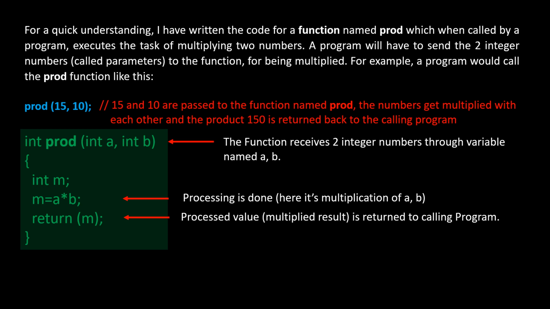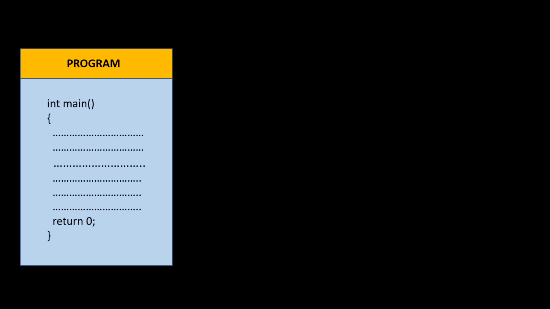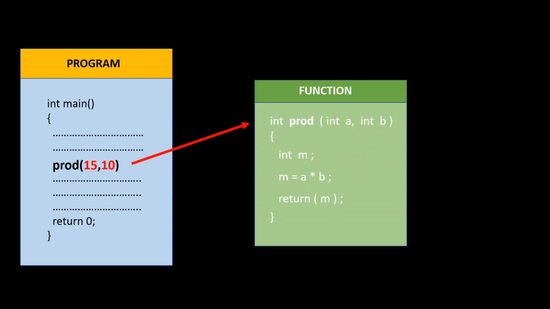I am now going to demonstrate how the function works. Suppose there is a bigger program with several functions. This program needs to find the product of two numbers at some point within it. Then this program will invoke the prod function that we just wrote, along with the two parameter values, 15 and 10. Program control then shifts to the function named prod. Remember that a function can be written within the same program file, or within other external files.